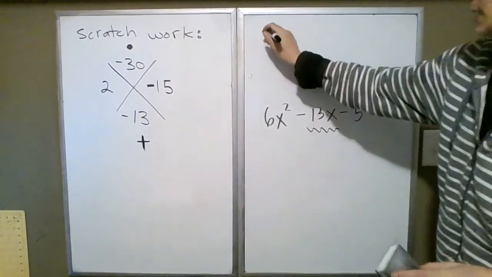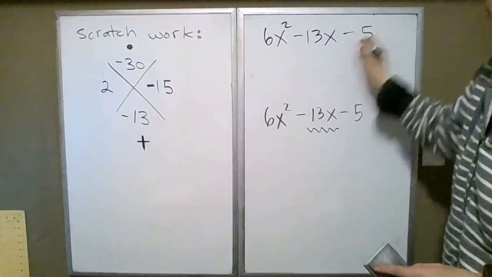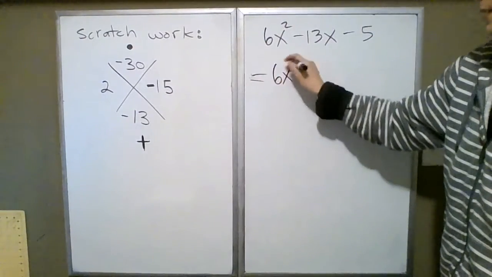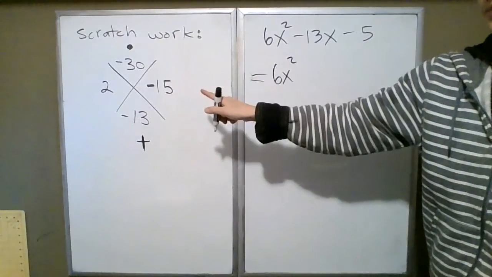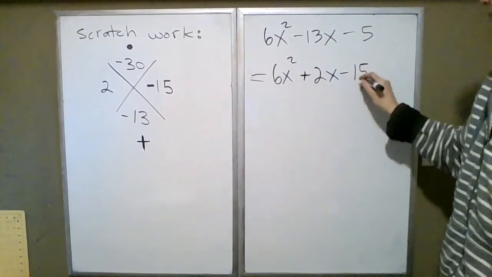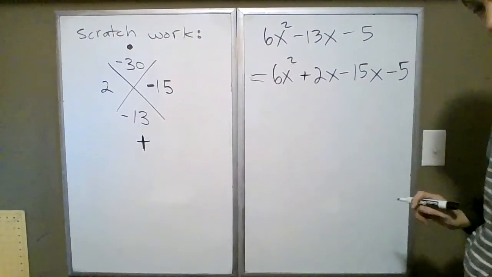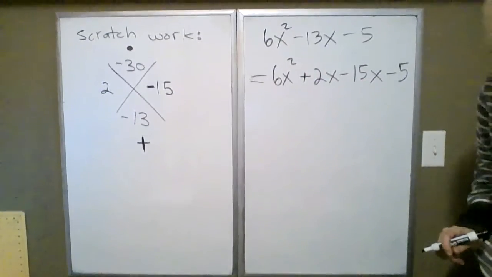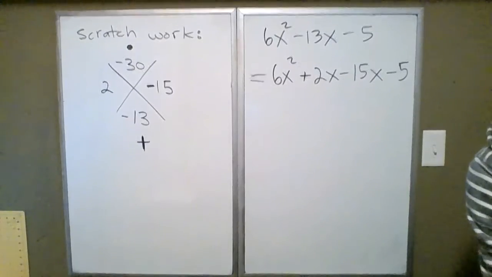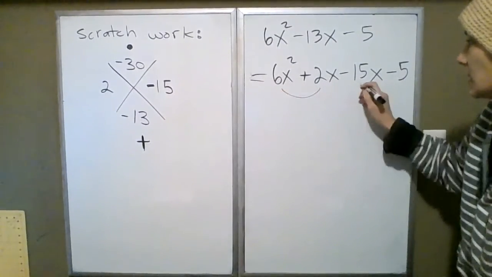So we're taking the 6x squared minus 13x minus 5, and it's going to be 6x squared plus 2x minus 15x minus 5. And I don't ever use shortcuts with diamonds because a shortcut doesn't always work for me, from what I've seen. So I just always do this scratch work where you group, you pair up these guys and these guys.